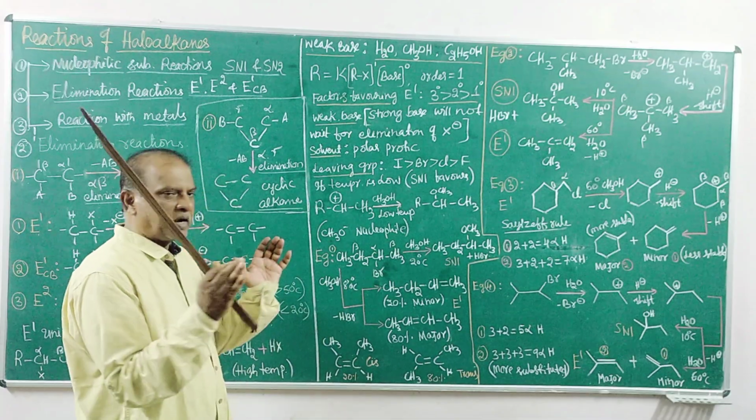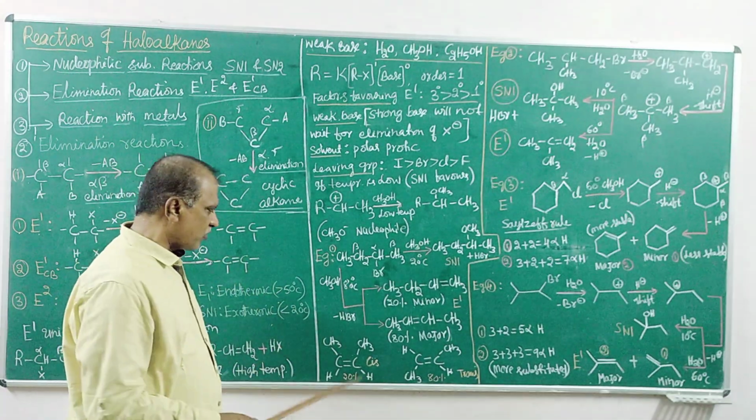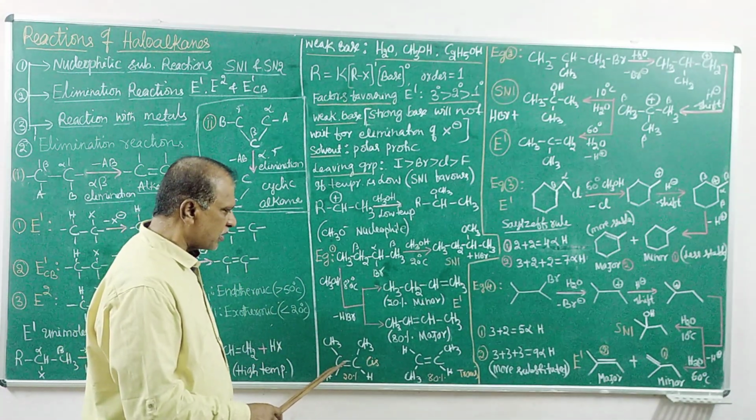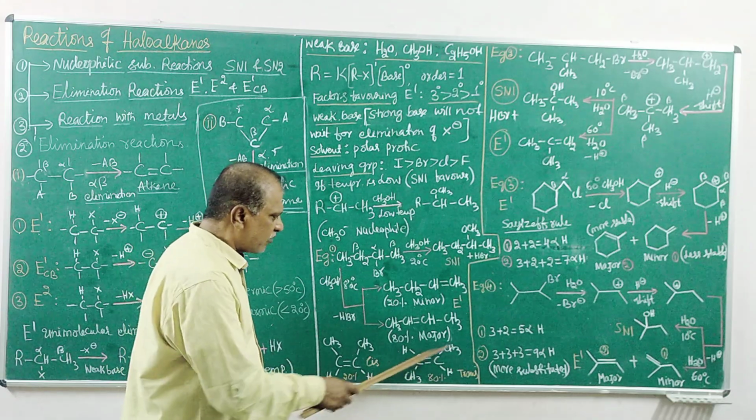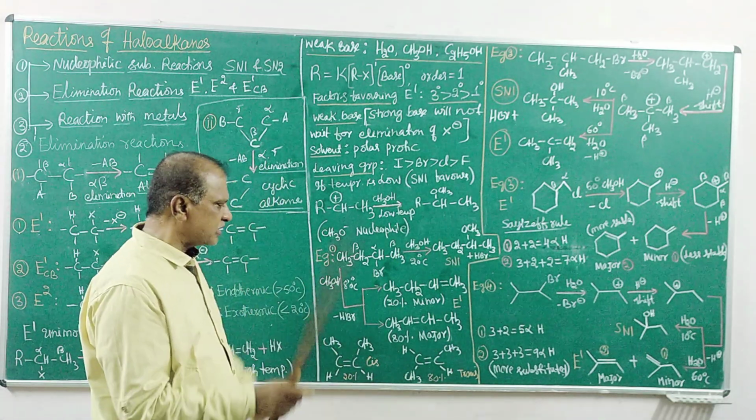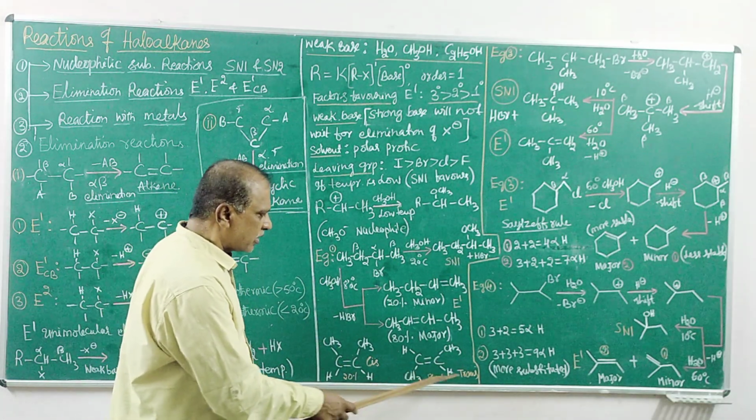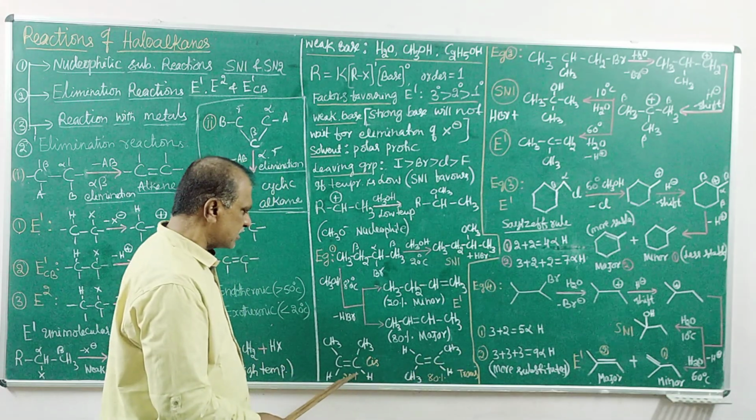That is eclipsing, forming what is less stable. But these are staggered away from each other, with more steric hindrance, so it is more stable. Trans is more stable and cis is less stable.